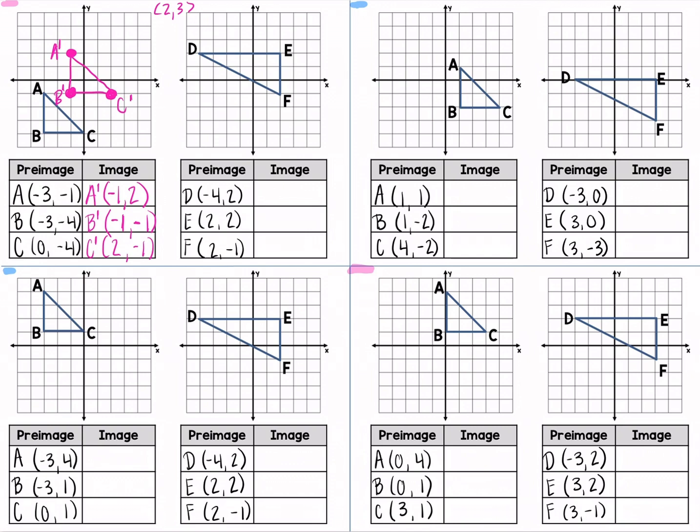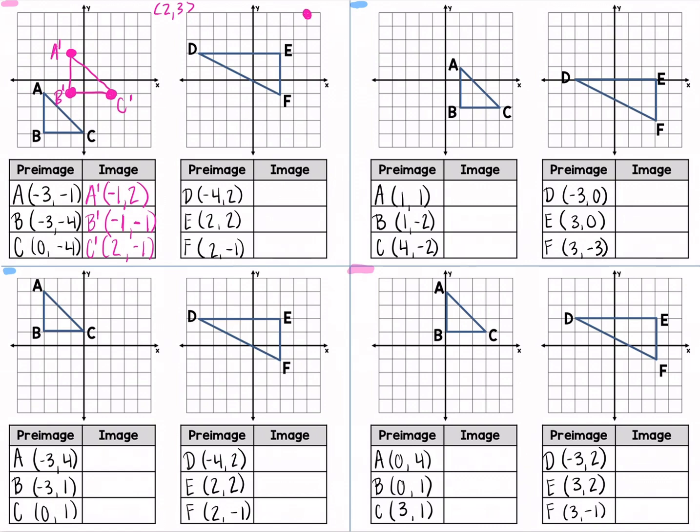So if both x and y are positive, you're moving right and up. Okay, x is always left or right, y is always up and down. The positive and negative tells you which way it goes. So since they're both positive, you're going right and up. Okay, so then D, E, F. We're going to move to the right 2 and up 3. So for E, we count 1, 2, 1, 2, 3. That would be E prime.